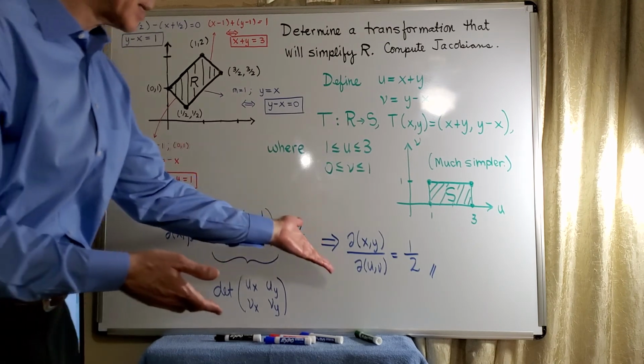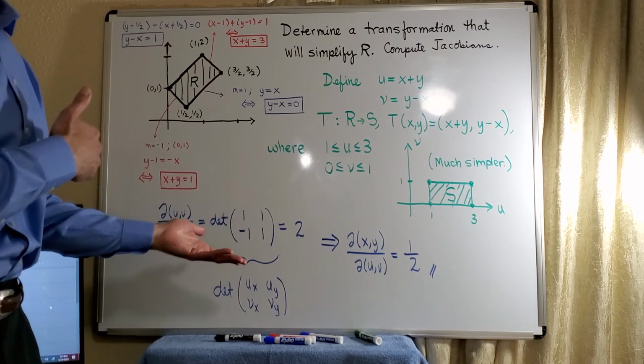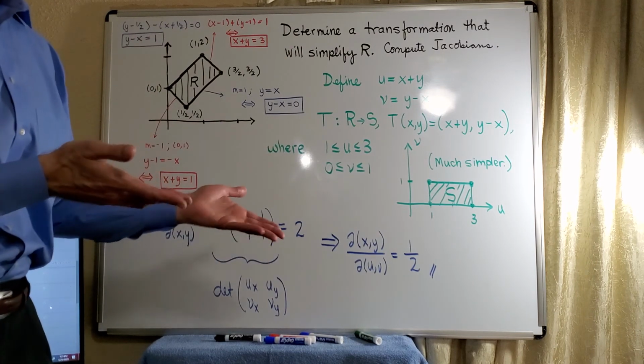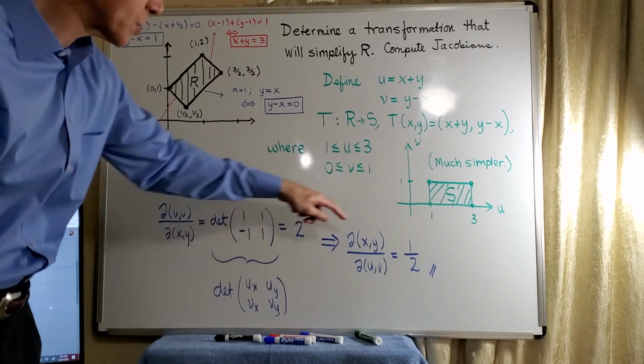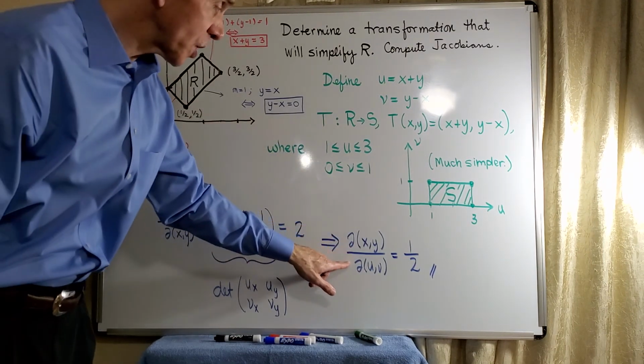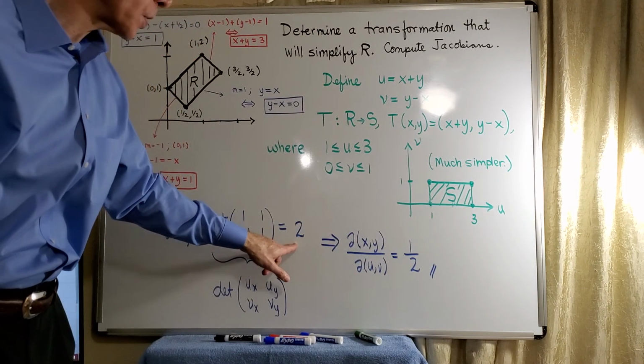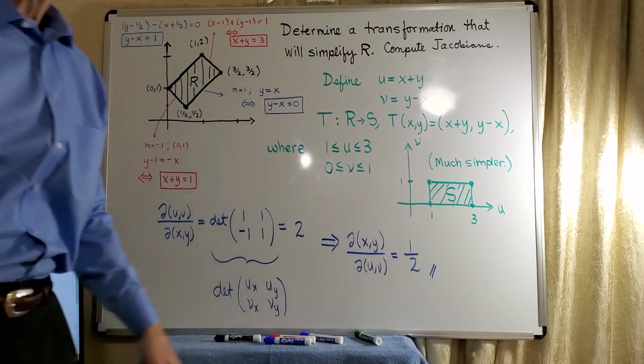And the remaining determinant for the other transformation, which in this case is the inverse transformation, we didn't compute, but we don't need to. We know that these two Jacobians are just multiplicative inverses. So this Jacobian for the inverse transformation will just be the reciprocal of 2, which is 1/2. And we are done.